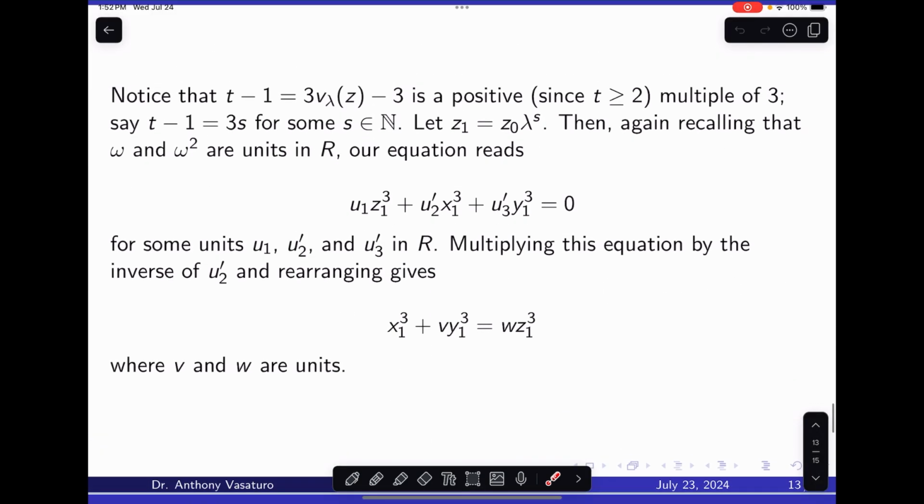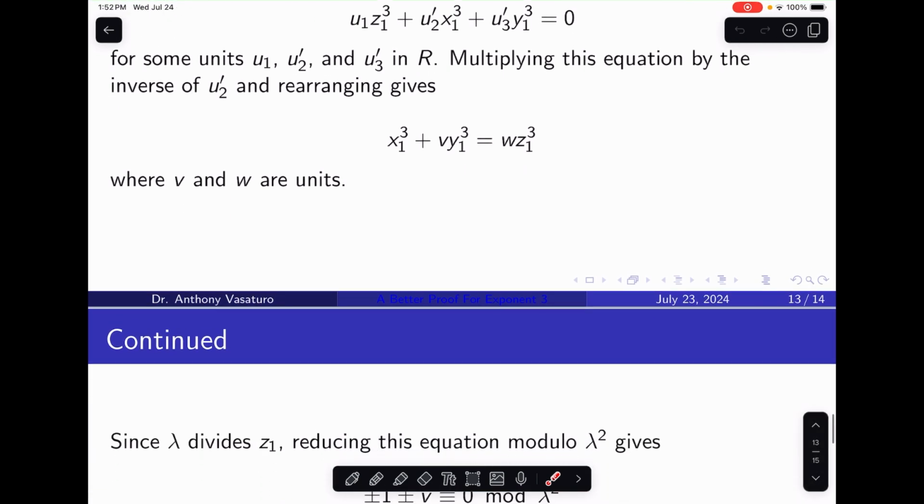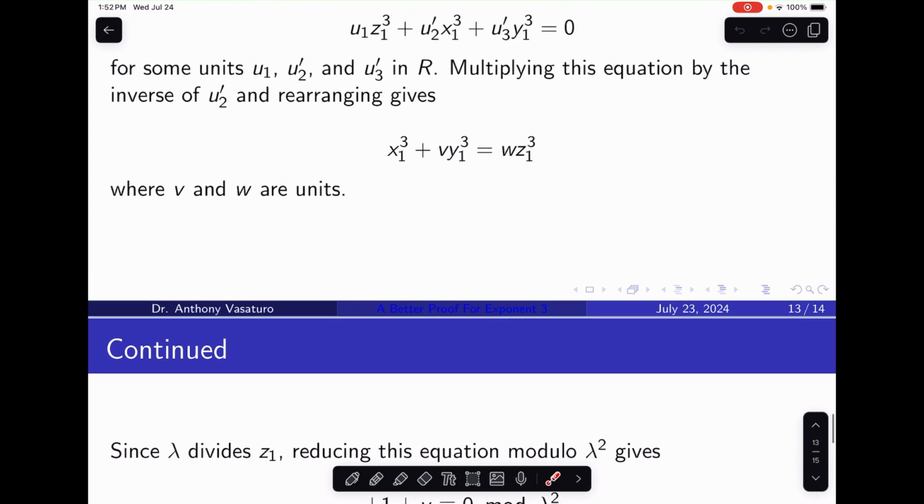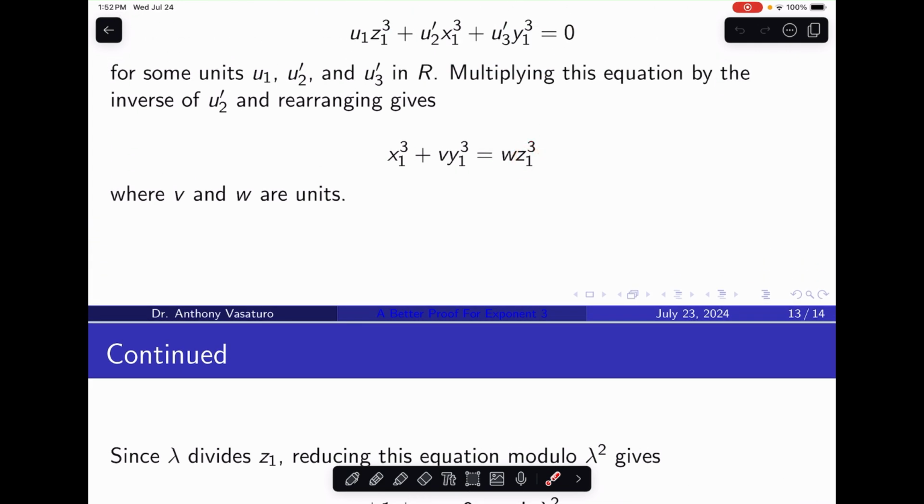So here's what we have. We have u1 z1 cubed plus u2 prime x1 cubed plus u3 prime y1 cubed equals 0 for some units u1, u2 prime, and u3 prime in R. If you multiply this equation by the inverse of u2 prime, which exists because u2 prime is a unit, and you rearrange, this reads the following: x1 cubed plus v y1 cubed equals w z1 cubed for some units v and w in R. Look familiar?